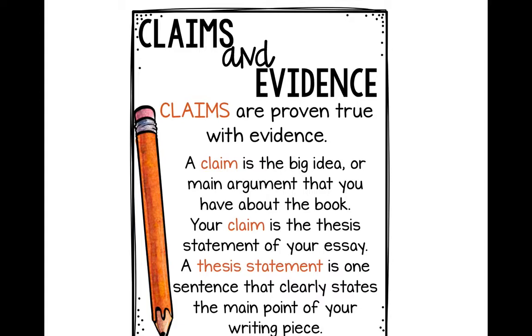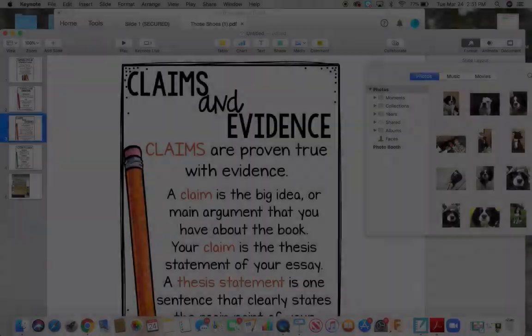So the first thing that we do with the essay is have a claim or a thesis statement that we can prove with evidence. You guys had already kind of decided what your claims are. A claim is a big idea or main argument that you have about a book. So your claim is the thesis statement of your essay. A thesis statement is the one sentence that clearly states the main point, so that a character has changed, that the theme of the story is about learning, etc.